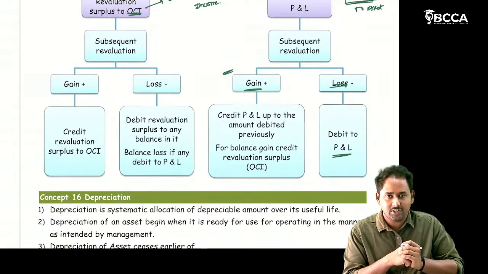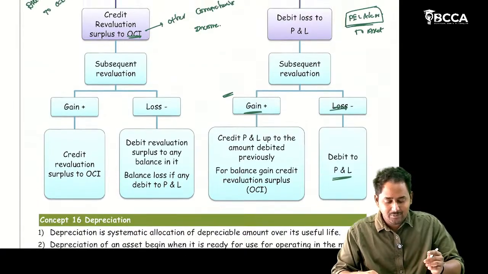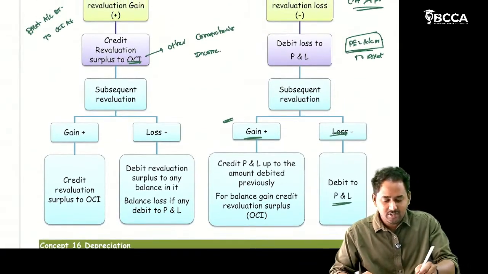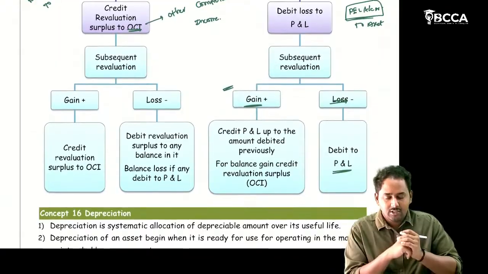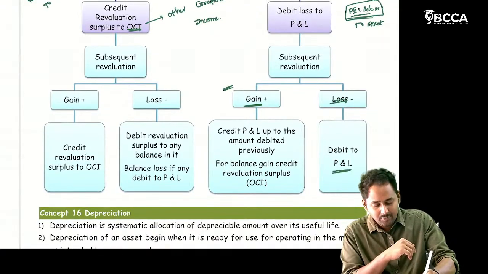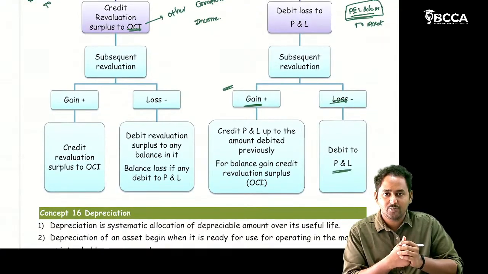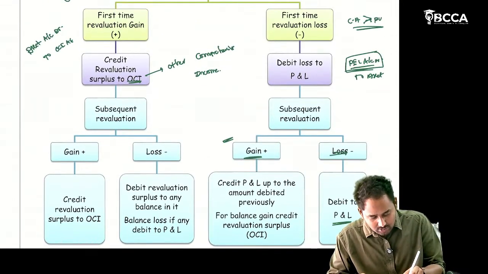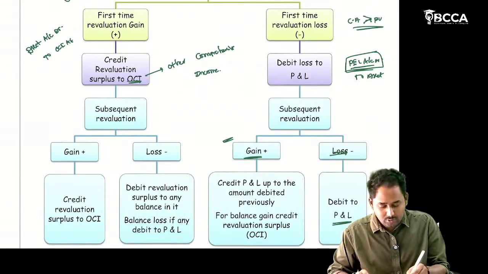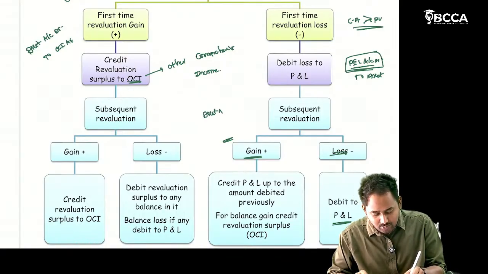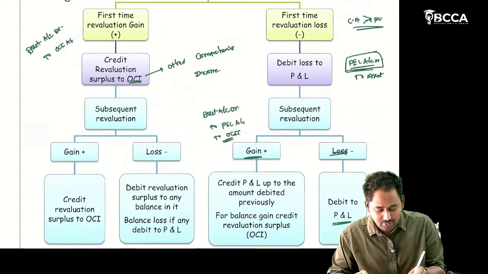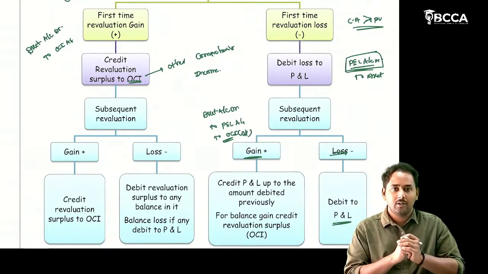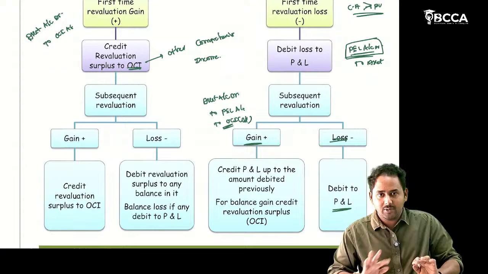In that case, what are we going to do? Generally gain should be transferred to OCI, but this is a subsequent revaluation gain, and previously it was a loss. Then the gain should be adjusted against the P&L account first, and the remaining gain should be transferred to OCI. The journal entry is like this. Here, gain, so the asset should be increased: asset account debit, first adjusted against the P&L account. Then the remaining balance should be transferred to OCI. Super. Okay, then it is completed with respect to loss.